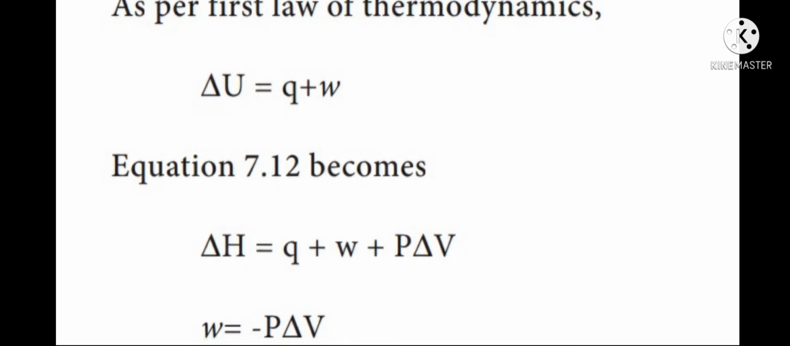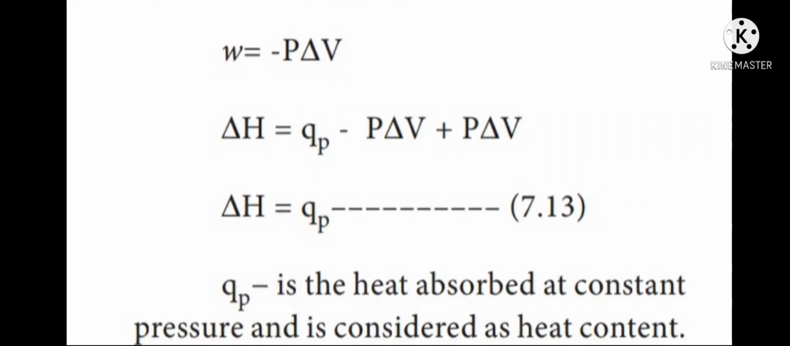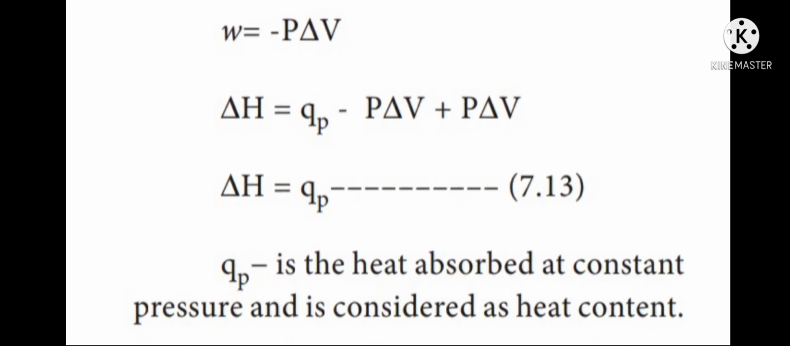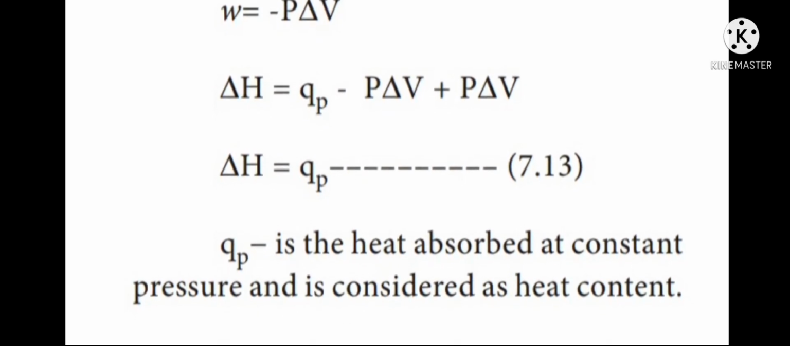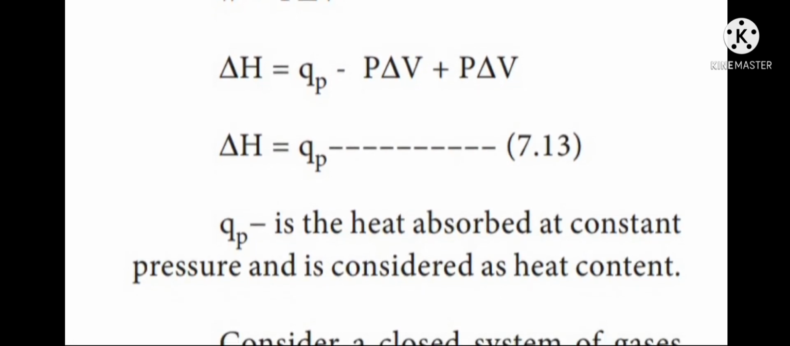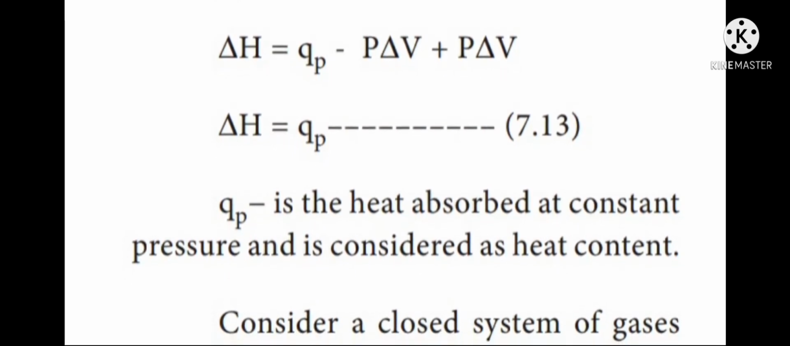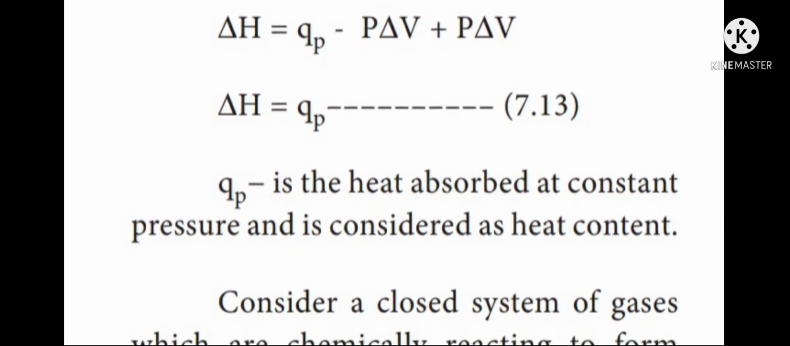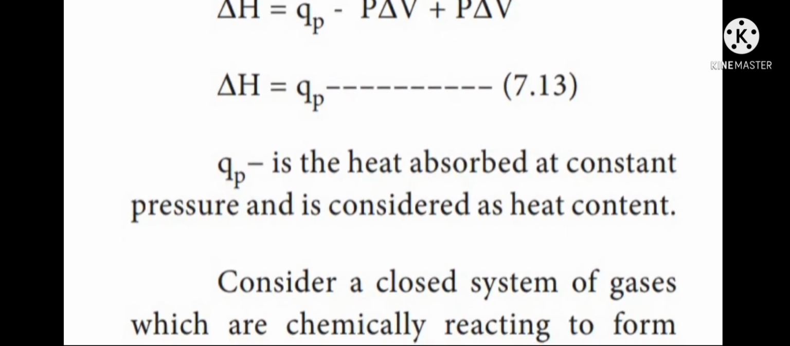We know that W is equal to minus P delta V. It is substituted in the above equation. We will get delta H is equal to QP minus P delta V plus P delta V. Minus P delta V and plus P delta V get cancelled. Finally, we will get delta H is equal to QP. It is given by equation 7.13. QP is the heat absorbed at constant pressure and is considered as heat content.